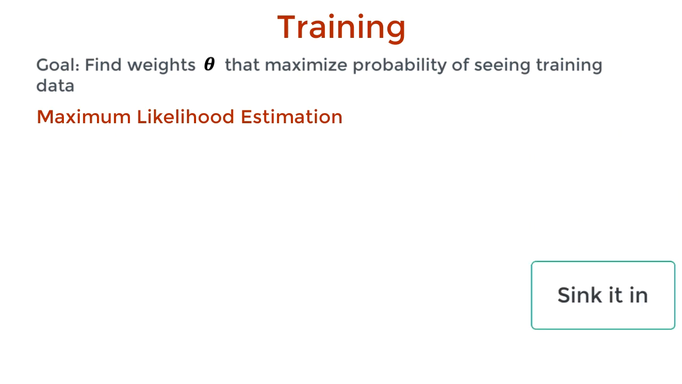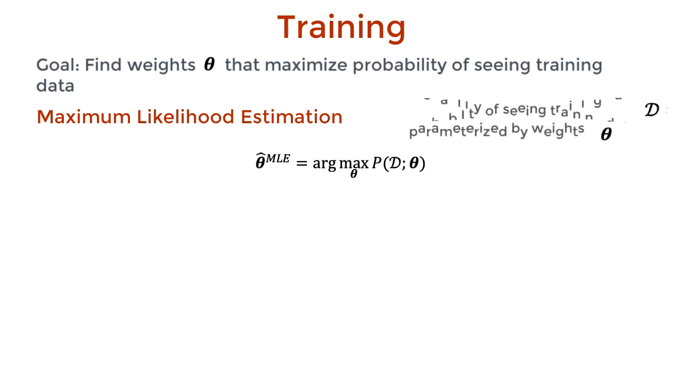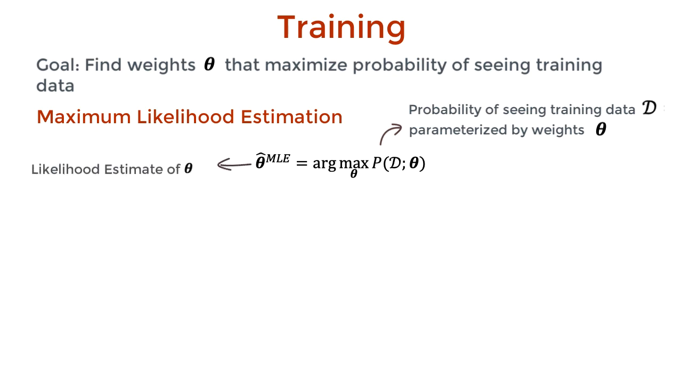Let's translate that into math notation. The P of D colon theta is the probability of seeing our training data, considering some parameters theta. Mathematically, the goal of training is to find the value of theta that maximizes this probability. That is, theta hat MLE, the maximum likelihood estimate of theta. This is what argmax does here in math notation. It returns the theta that maximizes the probability of seeing the training dataset.